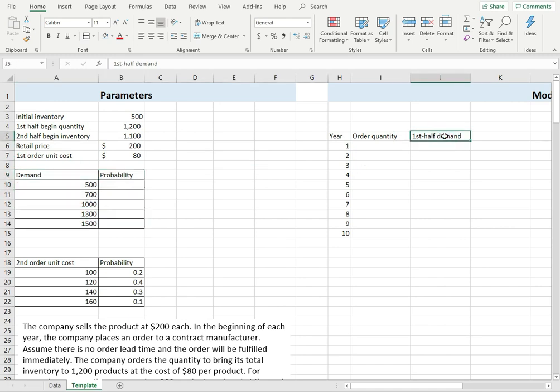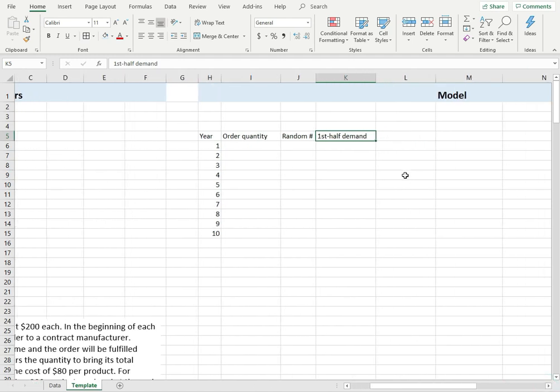And here's a best practice and my recommendation. Whenever you have something you need to simulate, add a column in front of it to record the random number. Random number. Okay, this is the column with a random number you're going to use for the first half demand. Okay, so what happens next?